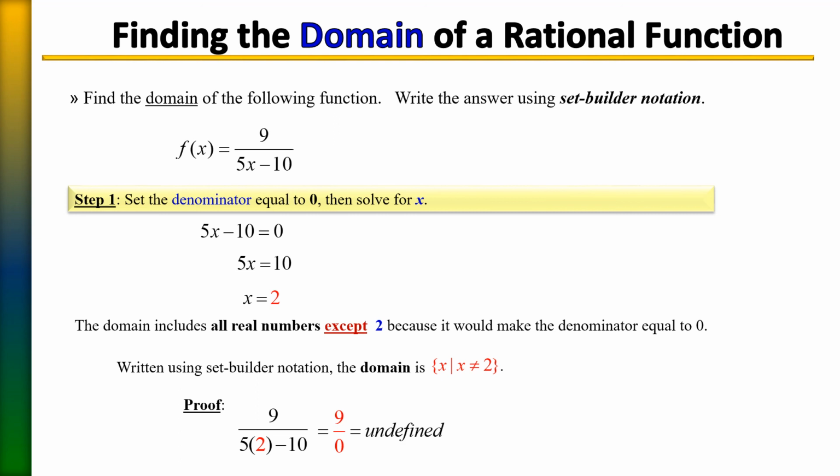And that is the reason why the domain includes all numbers except 2. And there you have it, finding the domain of a rational function.